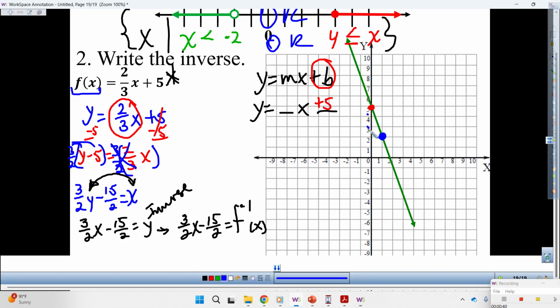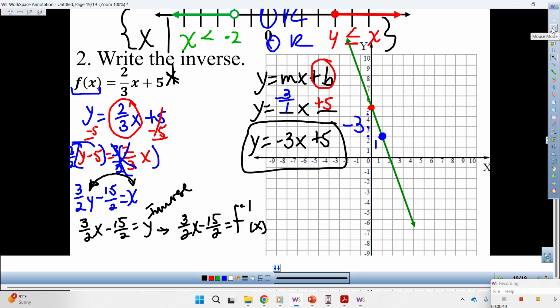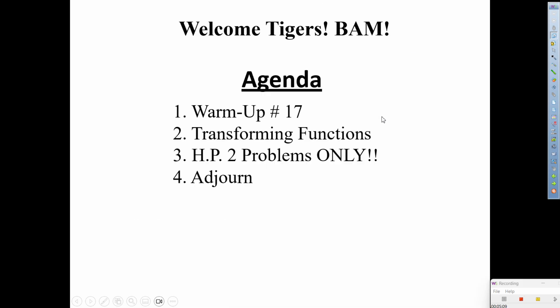So I go 1, 2, 3 steps. So that's -3. Make a right turn, and I do how many steps? 1. So that's -3 over 1. So my equation is y equals -3x plus 5. Send that in, please. Is it coming back for some of y'all? Yeah? All right. Copy the agenda.